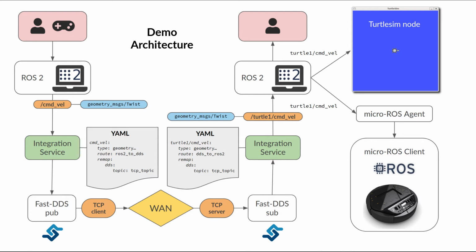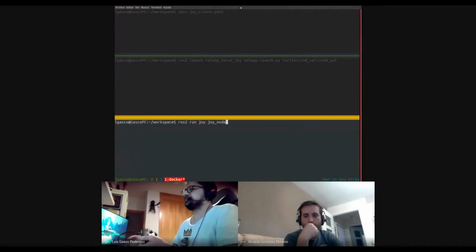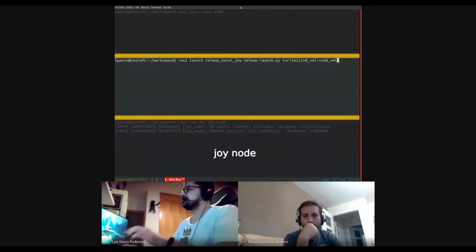In this video, we'll be showing a remote call between two of our engineers, each in charge of a ROS2 LAN. The first engineer, shown on the left, is the one publishing the twist topic through the WAN, and the second one, shown on the right, is the one receiving it.